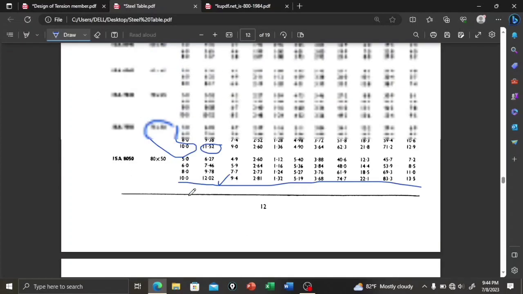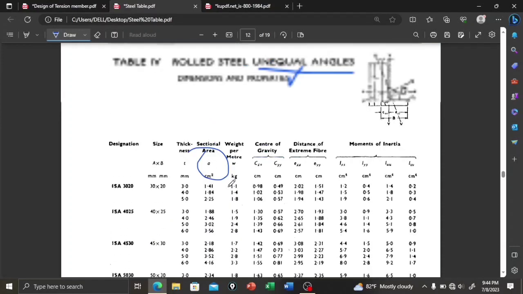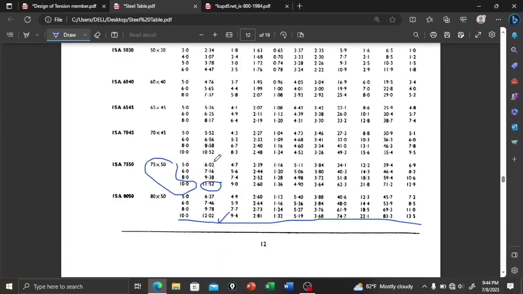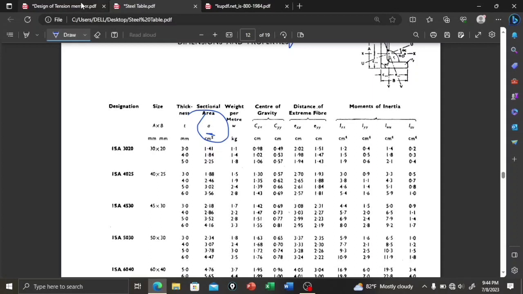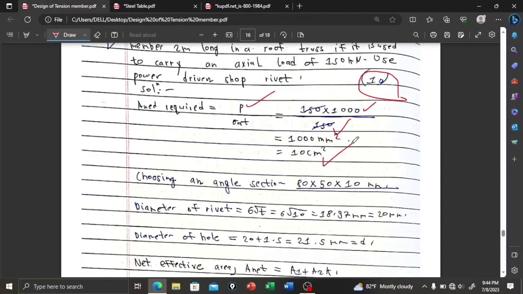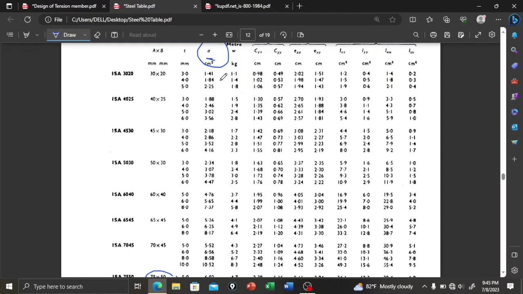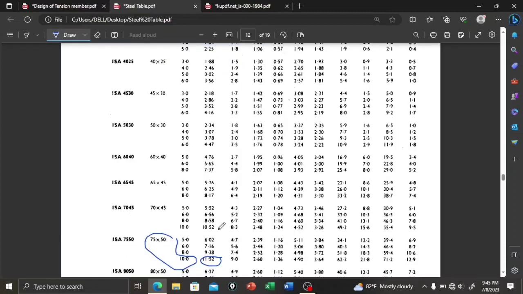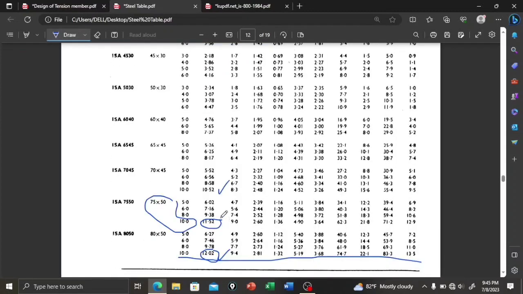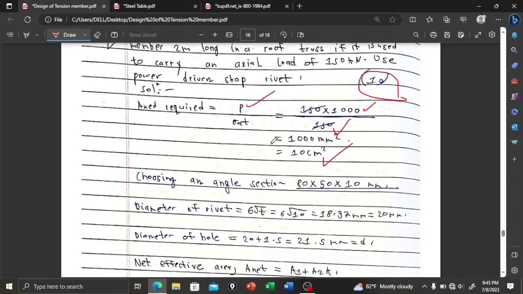For 80 50 10, this is the area column, and the area is 12.02 cm². So it is greater than 10, so we have to choose this. I will repeat: area should be greater than 10 cm². We can also choose another, but for safety we choose this 12.02, so that we can perform a minimum trial.